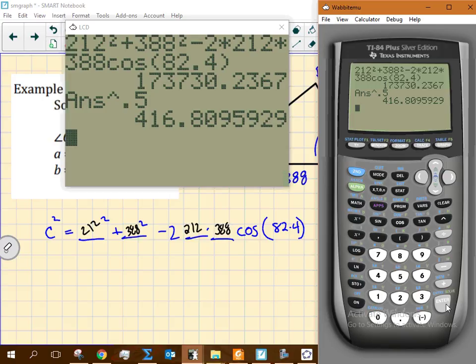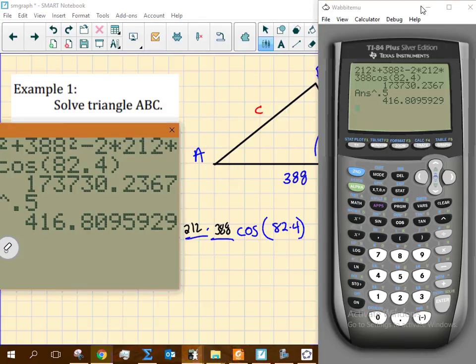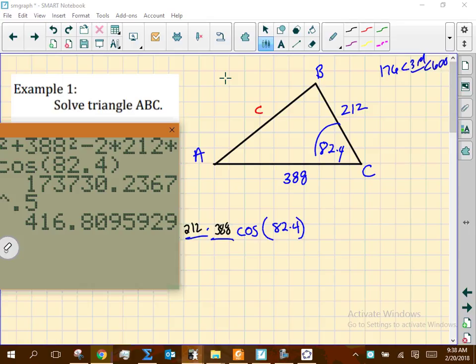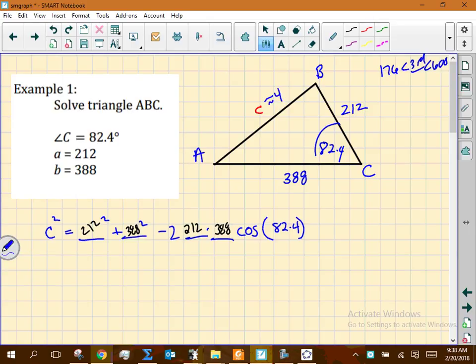Those are 3 distances that will connect end to end. All right, so now we've got C as that 416 number. And I'm going to write it this way, just approximately 416. But now I'm going to try to find A and B.